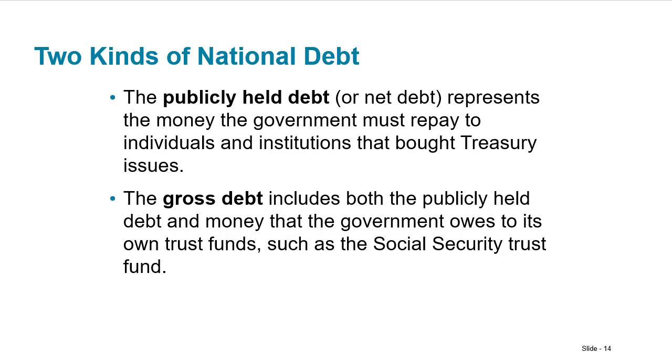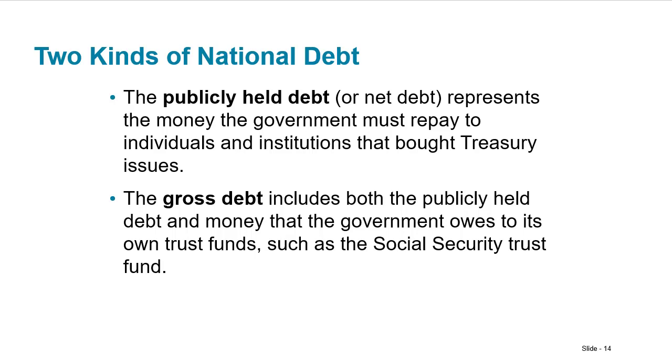The publicly held debt, or net debt, represents the money the government must repay to individuals and institutions that bought treasury issues. So when the government needs money, they can get it a couple different ways. They can get it from the public by selling these treasury bond kind of things, and then they have to pay those back. Or they can borrow money from other governments, right? Like right now, we owe a lot of money to China. So it just depends on how they're getting their money.